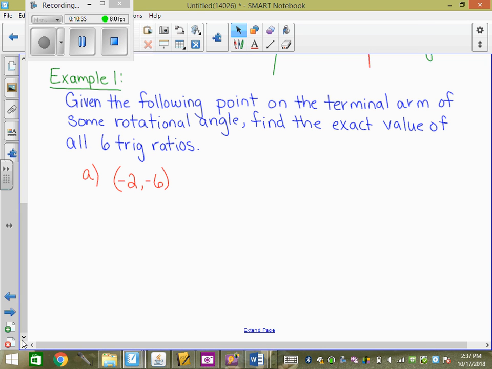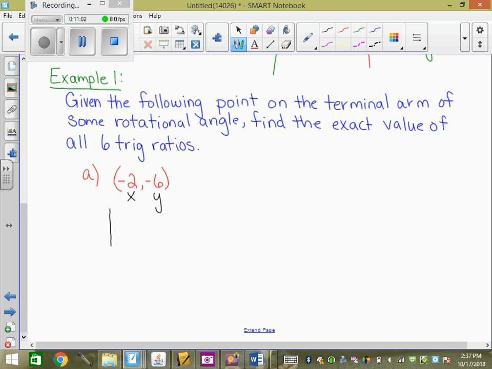What's great about -2 and -6? We have x and we have y. And in our trig ratios, what are our options of letters? x, y, and r. We're just missing r. What do we know about a point from way back when we were little? It's a point on a graph. You can draw it. So let's do that.